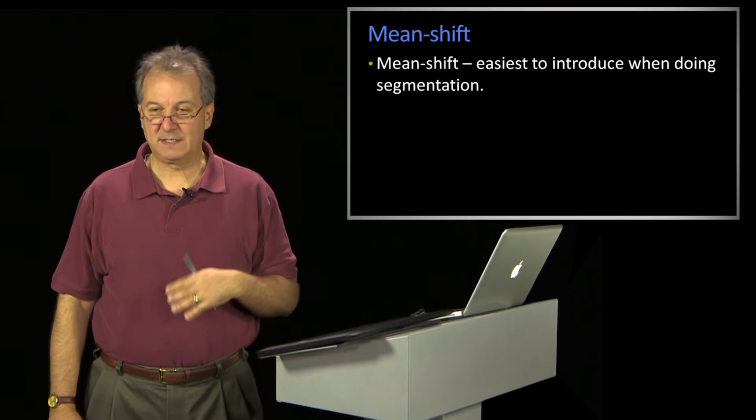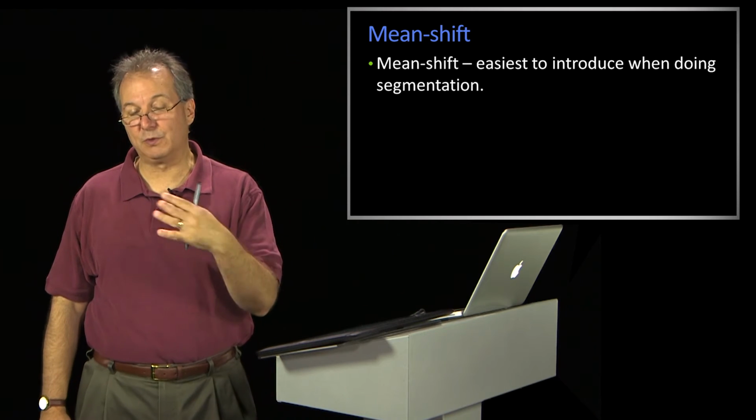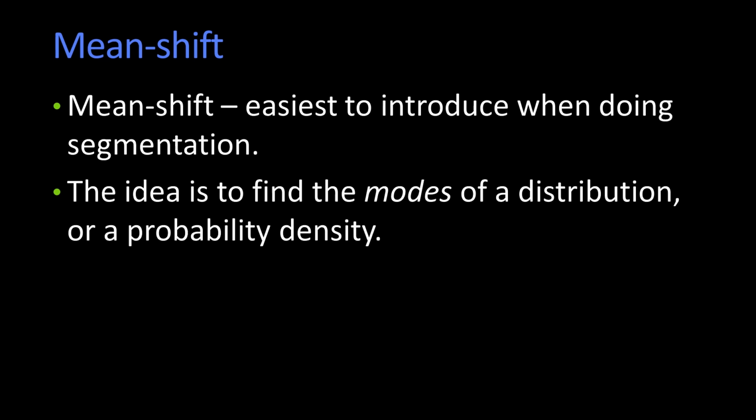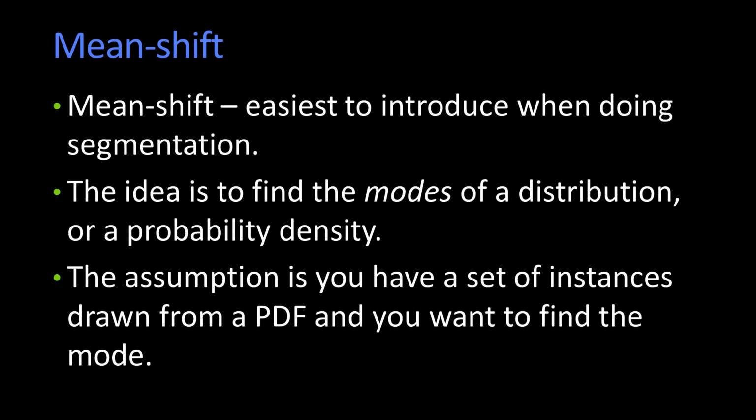Mean shift is a method that's easiest to introduce when we do segmentation. The idea in mean shift is to find the modes of a distribution, or of a probability density. So remember, the modes are sort of the peaked areas. And here's the basic underlying assumption. The assumption is I've got a bunch of samples that have been drawn from some probability distribution function, and you want to find the modes.